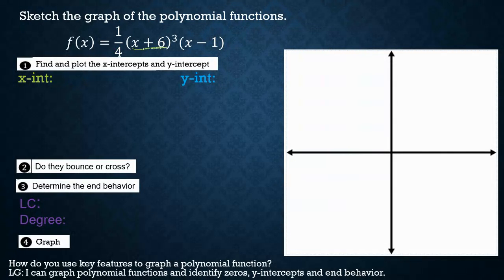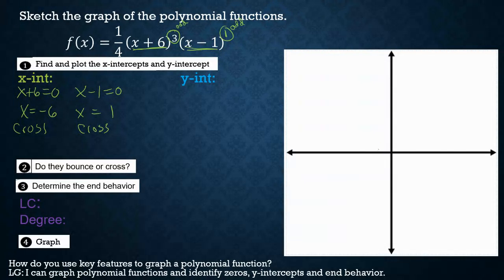So remember, you just look at your factors, and hopefully by now you don't have to do the equal 0. You can just say, oh, it's -6. And here, x minus 1 equals 0, so x equals positive 1. All right, so we want to see if these x-intercepts bounce or cross. Remember, you look at the power on that factor. This one has an odd power, so it's going to cross. This one has an odd power, so it's going to cross.